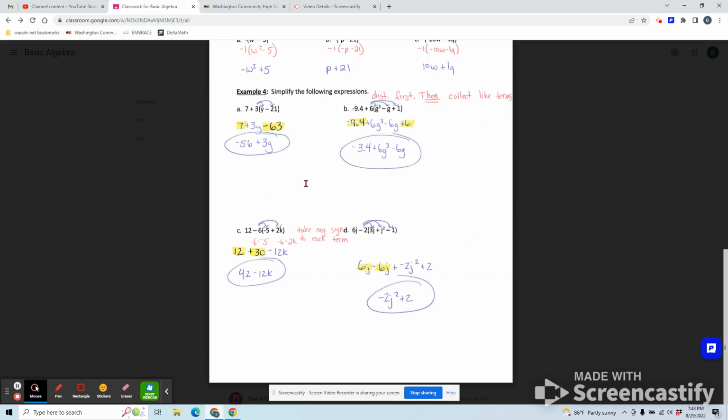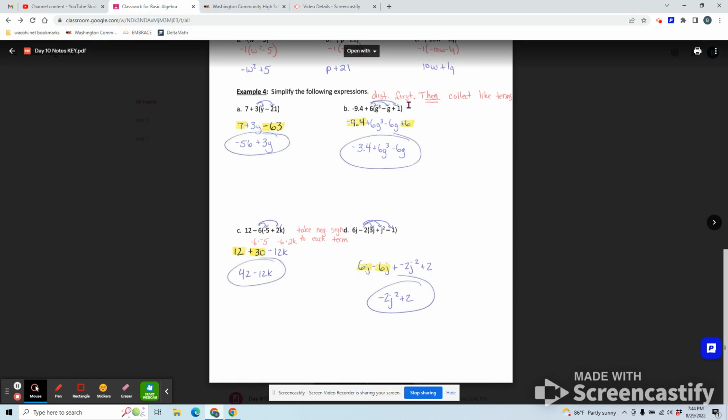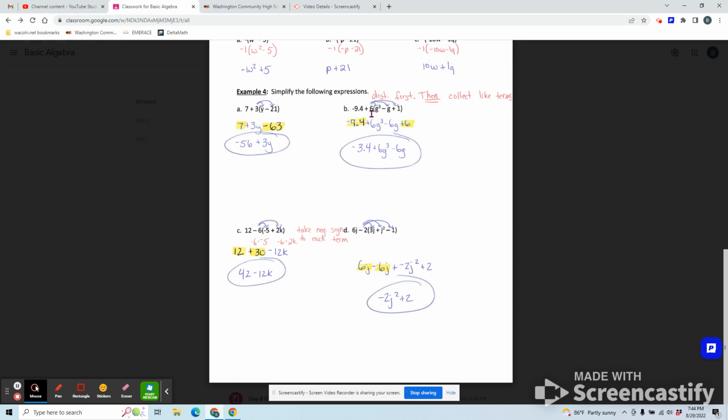And then example 4. Now we're combining what we did today and what you did the past few days with collecting like terms. You first have to distribute. We're following the order of operations. This is multiplication. You do multiplication before you do this addition. So we're not doing -9.4 plus 6. Our order of operations, our PEMDAS, says we have to distribute, we have to multiply first. Then we can collect the like terms.